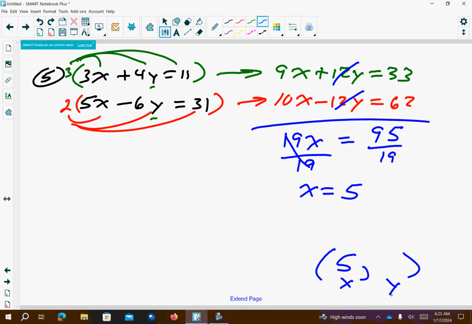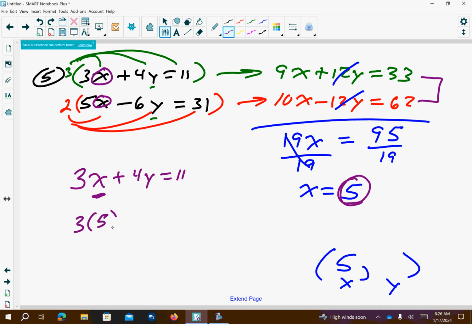Remember, it's a point. So I'm going to take this 5 and plug it into either of the original equations. Don't use the modified ones. Look at the original. I'm going to take the 3x plus 4y equals 11. I just had to pick one of them. I'm going to replace the x with a 5.